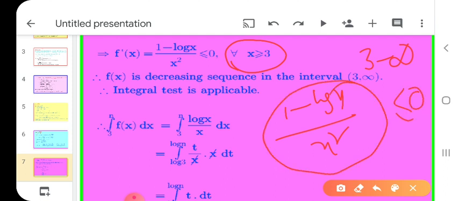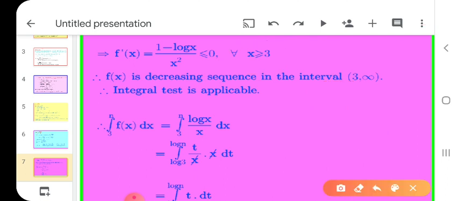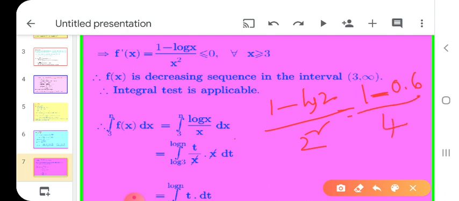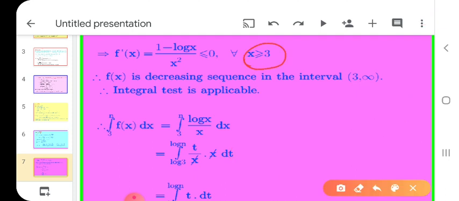What about 2? Put x equals 2. 1 minus log 2 by 2 square. The value of log 2 is 0.6 something, by 2 square, which is 4. 1 minus 0.6 is 0.4, by 4. This is 0.1, greater than or equal to 0. So for x equals 2, the given series is increasing. Only for x equals 2, the given series has an increasing value. So we take the values of x from 3 onwards.